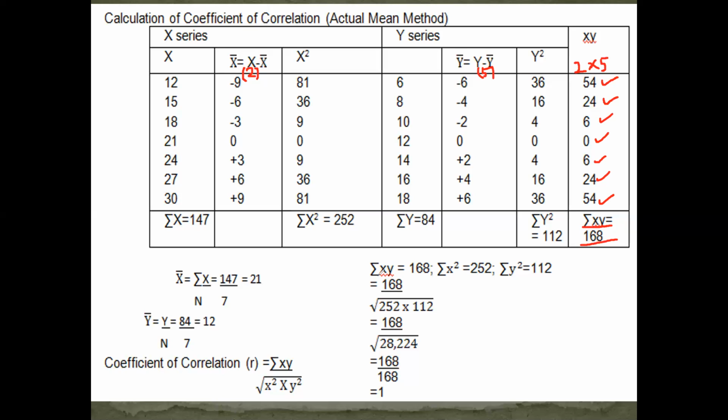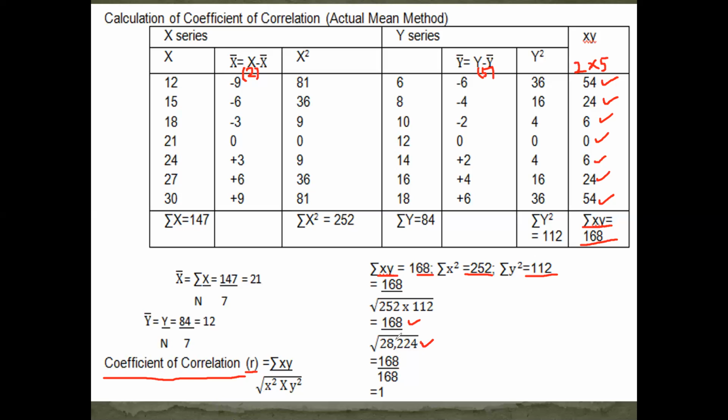Now we have calculated summation xy as 168, summation x square is 252, and summation y square is equal to 112. Now let's substitute the values in the formula. The formula for calculating the coefficient of correlation, which is represented by a small r, is summation xy upon under root of summation x square into summation y square. We'll substitute the values: 168 upon under root of 252 into 112.